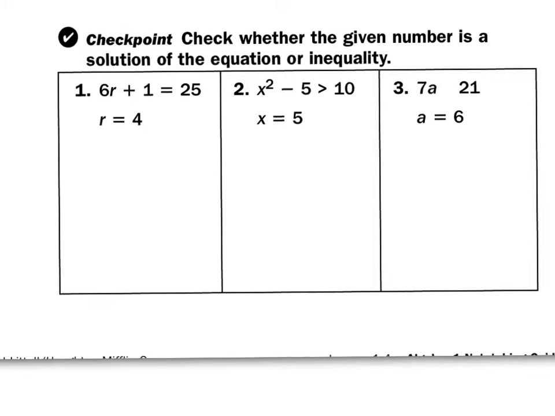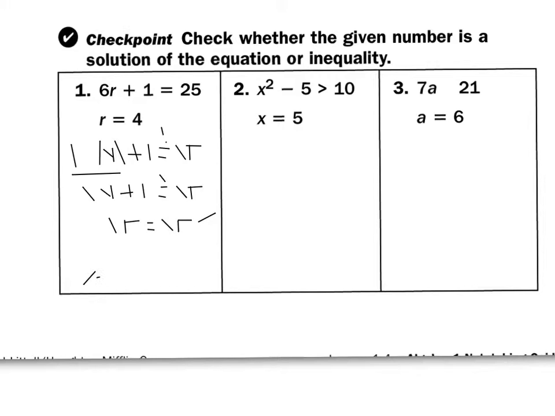Each different problem has a different number that you're substituting in for the variable. So in number 1, 6r plus 1 equals 25. We're going to plug the 4 in for the r. So we have 6 times 4 plus 1 is equal to 25. We're deciding whether that is true or not. Well, 6 times 4 is 24. And 24 plus 1 is 25. And 25 is equal to 25. So we would say this is a solution.